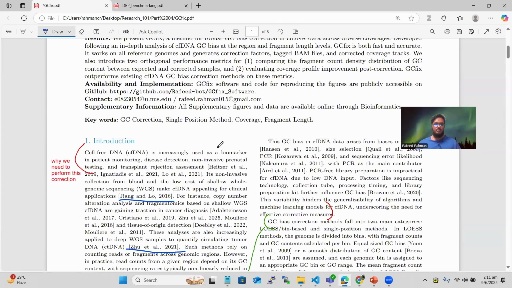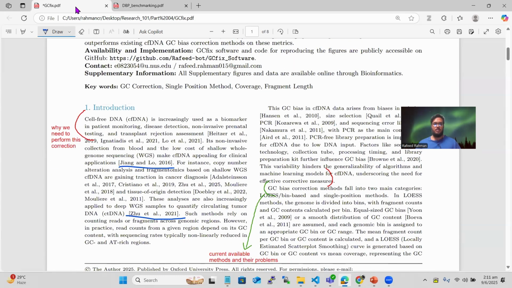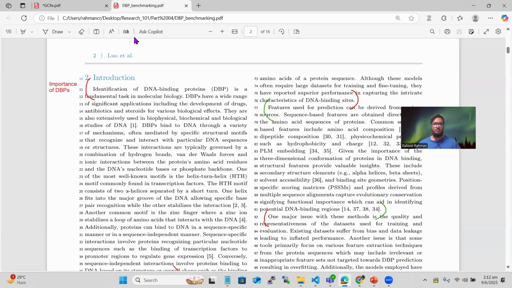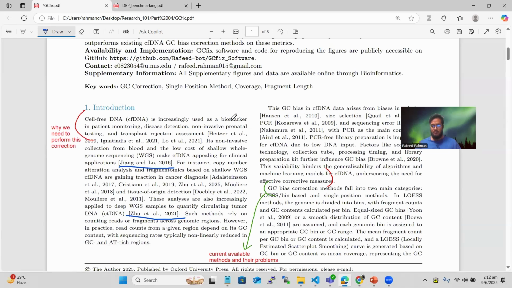Now, the next thing is you want to obviously make your method available, right? If you are trying to develop a method, or if you are doing a benchmarking study, you want to make your code available. So how can you make your code available? So one very reasonable way is to make it available via GitHub, right? So let me show you an example.